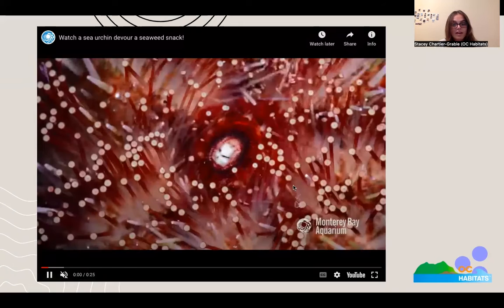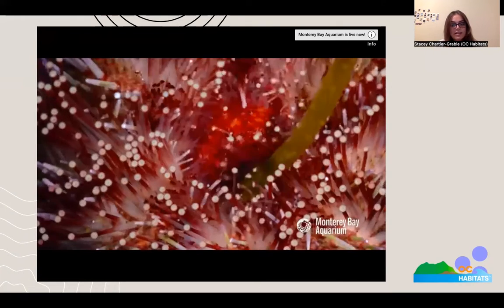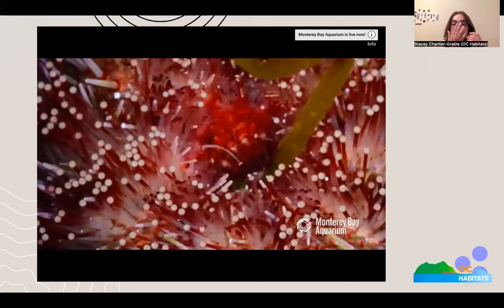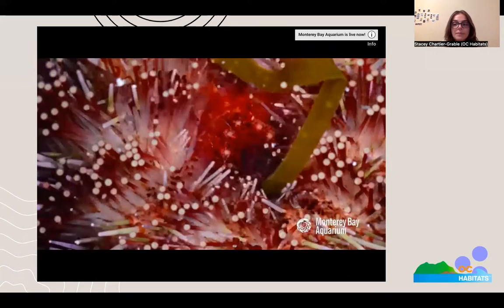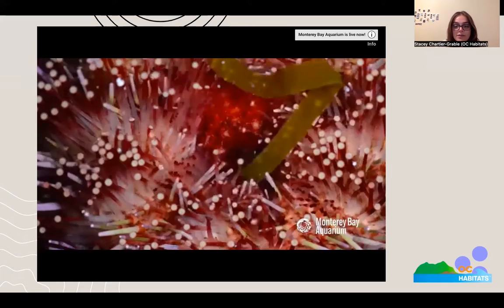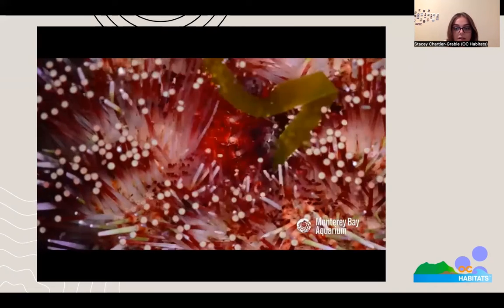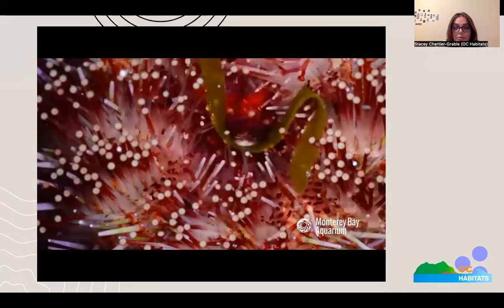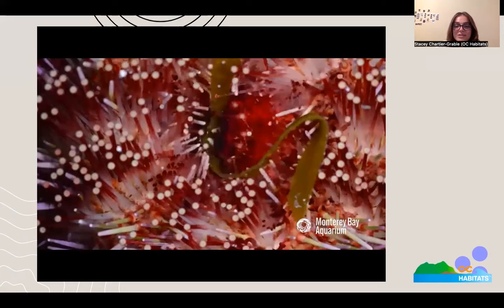So here's a quick little video of a sea urchin eating. And you can see how it uses its tube feet to move the seaweed, this is some seaweed right here, to its mouth. And then if you look close, you can see their little teeth. They're super sharp. It's kind of weird looking, but it's super cool.